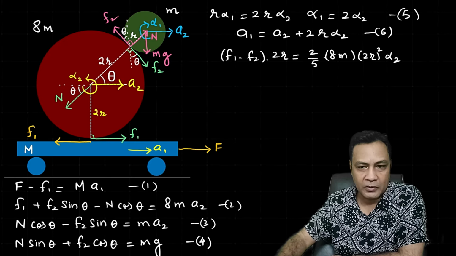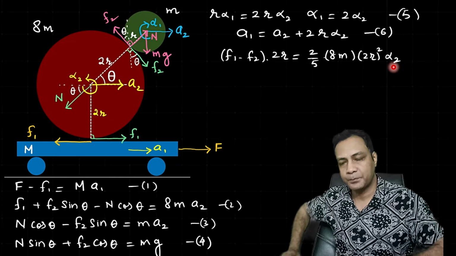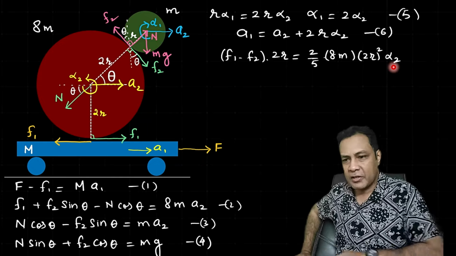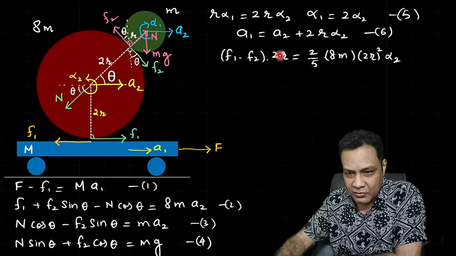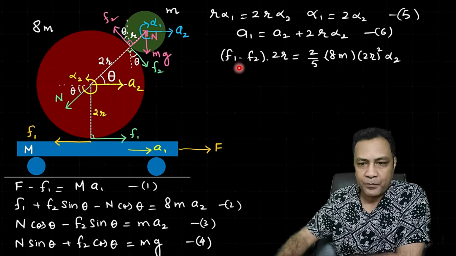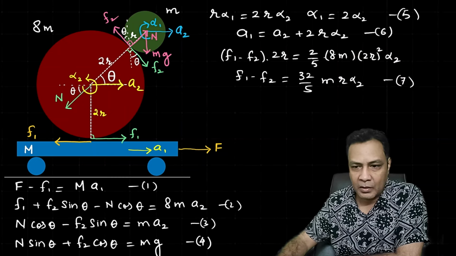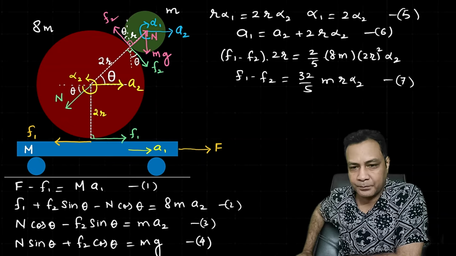So I will write first of all torque: (F1 minus F2) into 2R. Moment of inertia is 2 by 5 into total mass, that is 8m, into radius square, that is (2R) whole square, multiplied by the angular acceleration, that is alpha 2. Simplify all this, the 2R, and from here 2 and 1 R will get cancelled. So I'll get F1 minus F2 is equal to 32 by 5 m R alpha 2. That is my equation number 7.